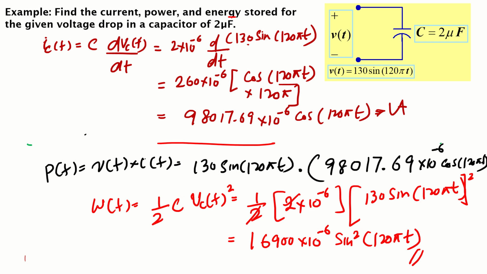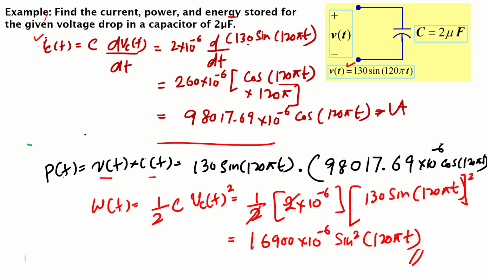The rules are simple: if one thing is given, we can find the other. Here the voltage was given, so we can find the current. Once we know the current and voltage, we just multiply them and we get the power. Energy is half C Vc squared. This way we can find that.